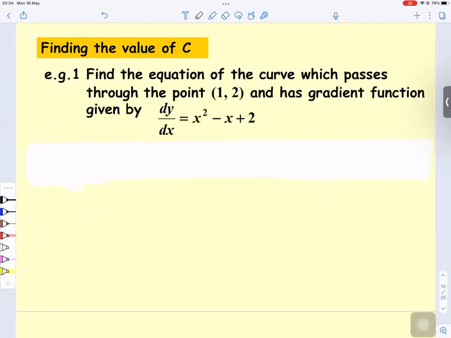Finding the value of c, the constant of integration. Example 1, find the equation of the curve which passes through the point (1, 2), and has the gradient function given by dy over dx equals x squared minus x plus 2. So we want to integrate first, and then substitute the value for x as 1, substitute the value for y as 2, and then we can find c, the constant of integration.